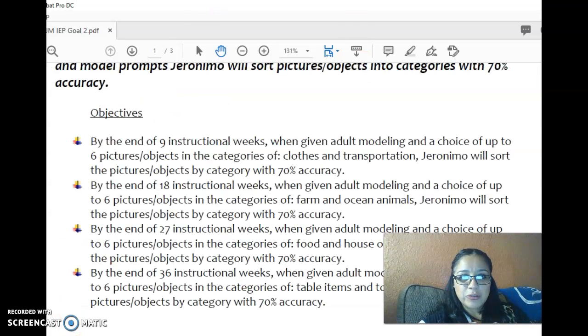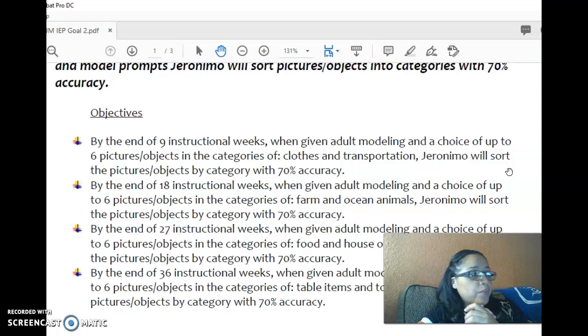All right, Geronimo, so now we're going to go and do goal number 2. So we're doing goal number 2. So here we are going to have a choice of up to 6 pictures of clothes and transportation. You are going to tell me about these pictures, Geronimo. So I want you to tell me what is clothing and what is transportation.